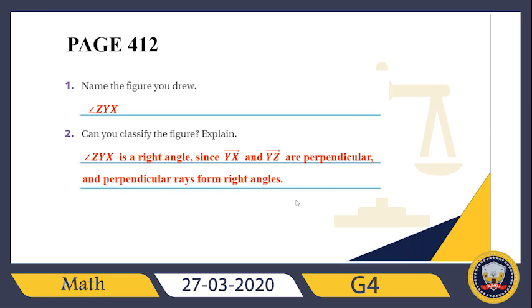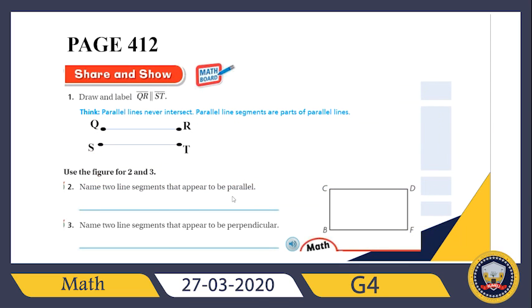Good. They are related with each other. If you see right angles, it means these rays are perpendicular rays. If you see perpendicular rays, you will understand they form right angles. They are related with each other. Let's check the share and show part. It says draw and label line segment. Remember, this is a line segment this time. Line segment QR. Remember which symbol? Parallel or perpendicular? Parallel. Good.